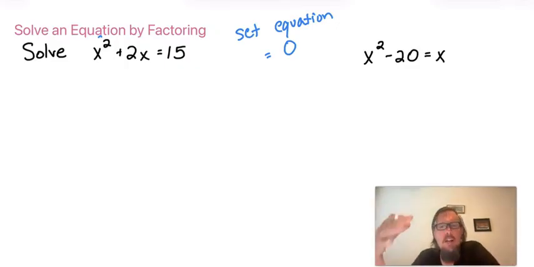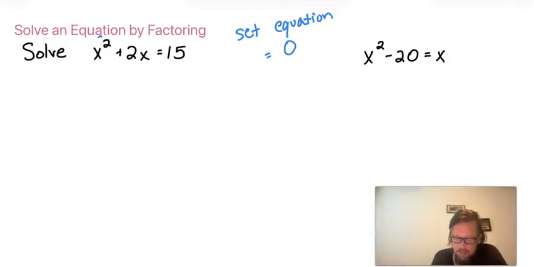So this first one right here, x squared plus 2x equals 15, is not equal to zero. So let's make it equal to zero.